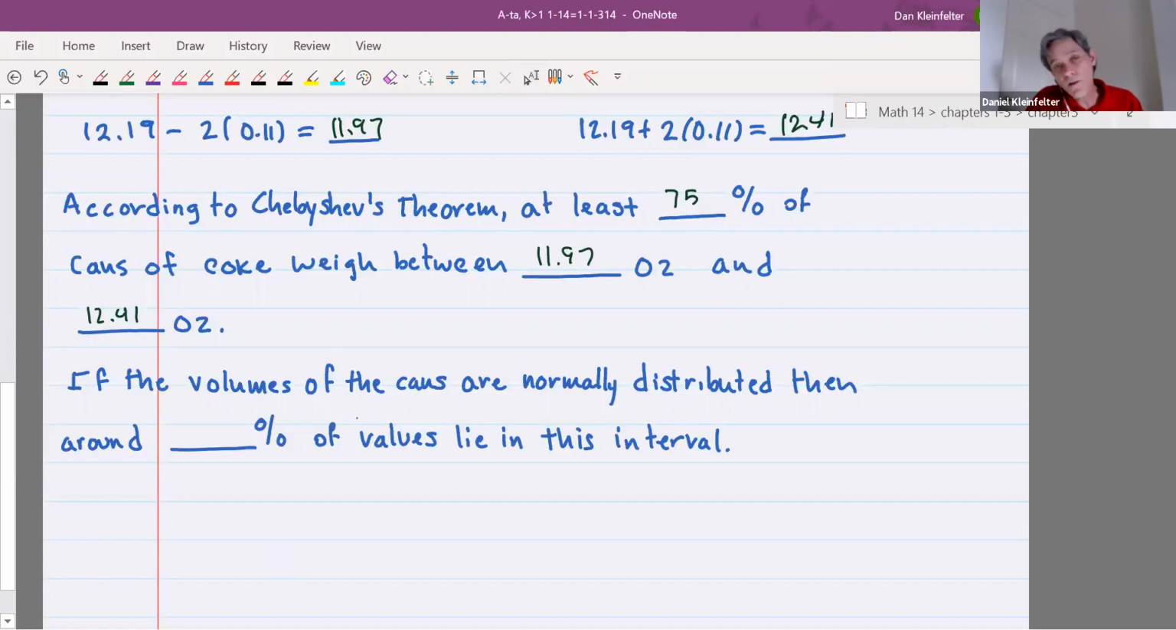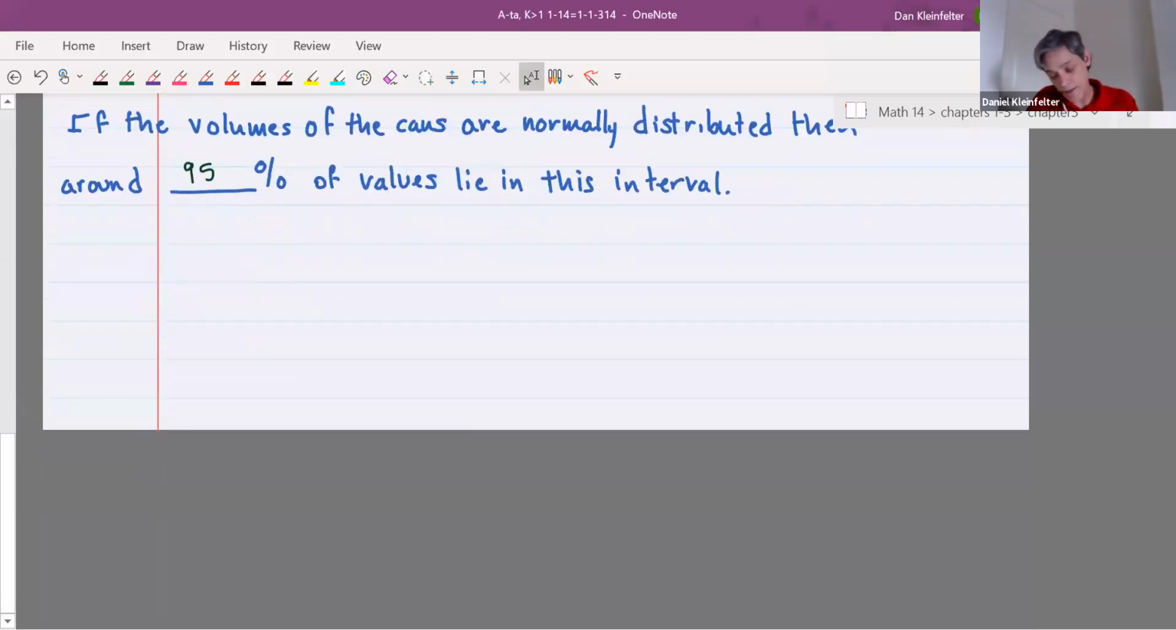If we know that they're normally distributed, then it's going to be around 95% of the data. The point here is that if we just have this set of data and we don't know if it's normally distributed, we can use Chebyshev's theorem to say something about the distribution of the values. If we do know that it is normally distributed, we're able to say more about it.